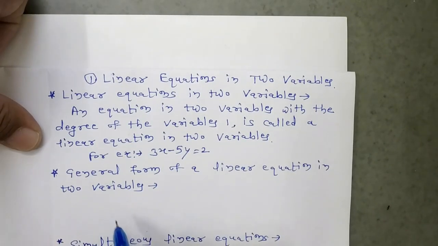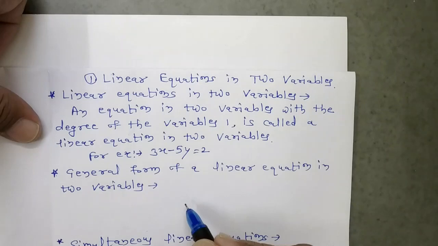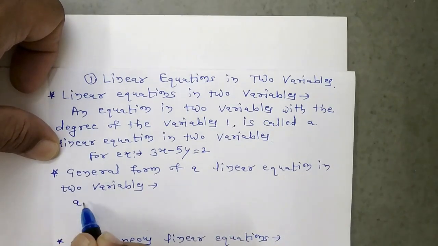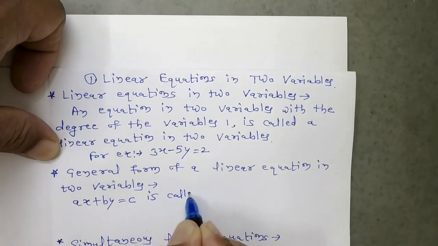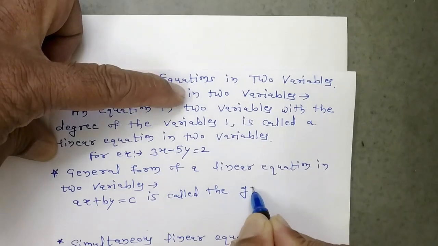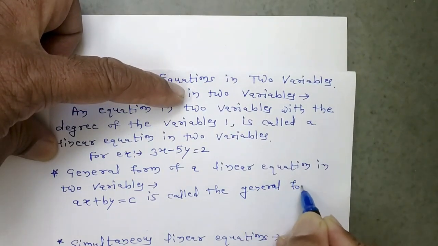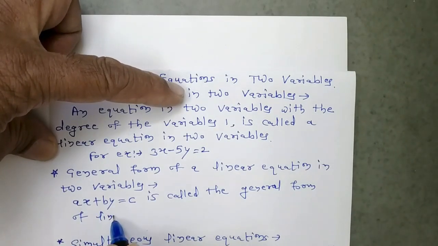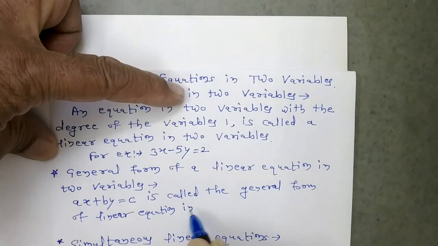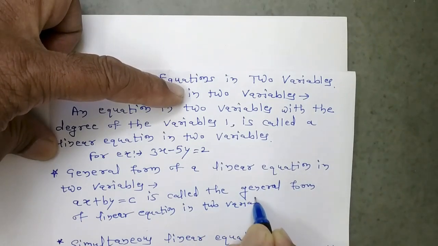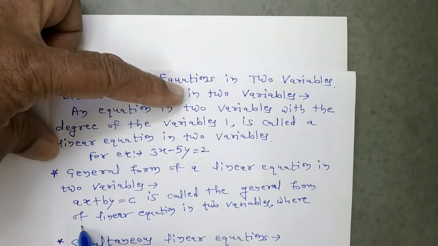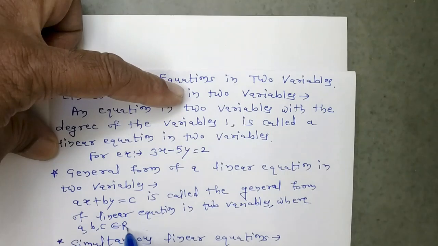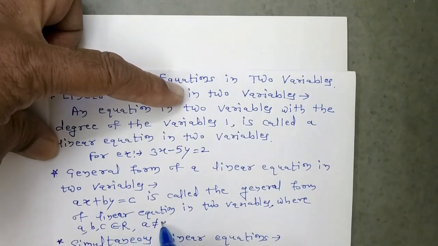Now next point, general form of a linear equation in two variables. ax plus by is equal to c is called the general form of linear equation in two variables, where a, b, c belong to R, that is real numbers, and a is not equal to 0, b is not equal to 0.